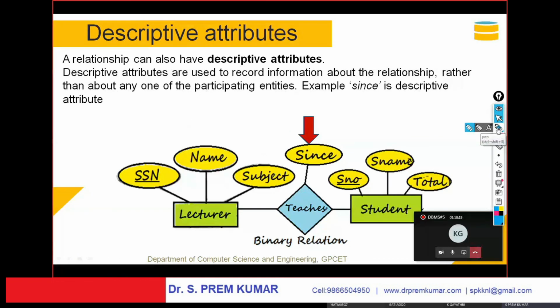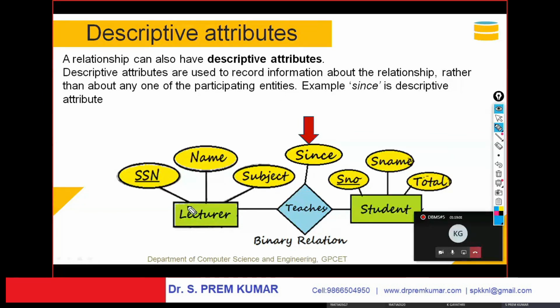There is a concept called descriptive attributes. Generally, entity sets have attributes. For example, lecturer number, name, and subject. For student, you have attributes: student number, name, and total. But for a relationship set also, sometimes there will be attributes. For example, the lecturer is teaching students from the past 6 months. Now that 6 months does not belong to the student, and does not belong to the lecturer. It belongs to both.